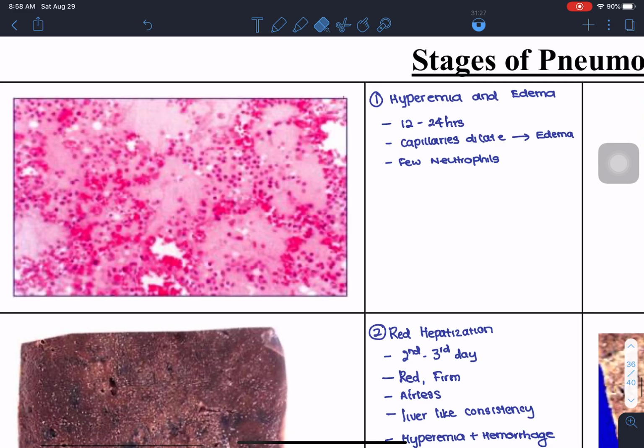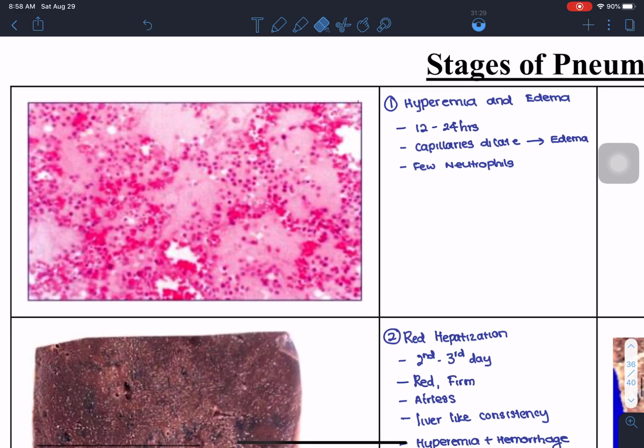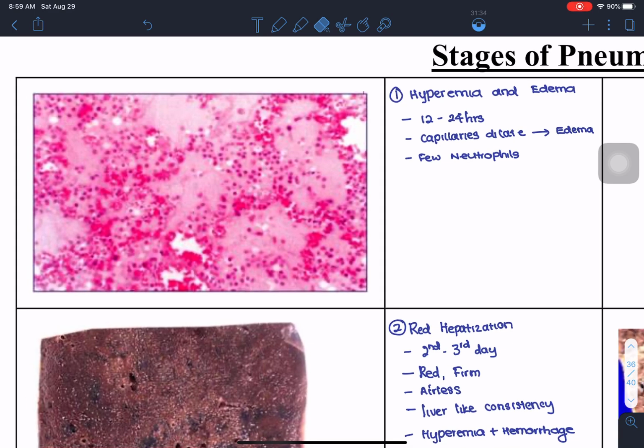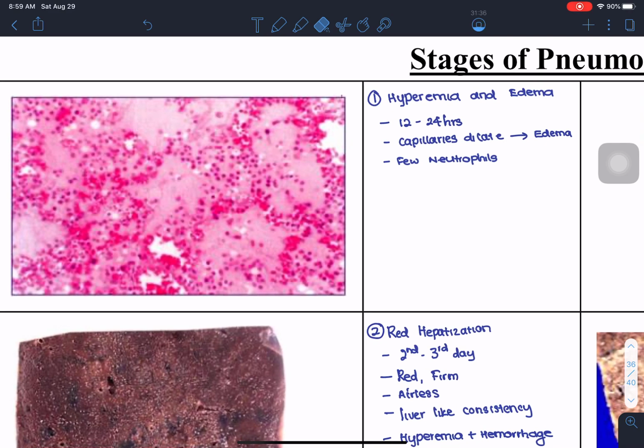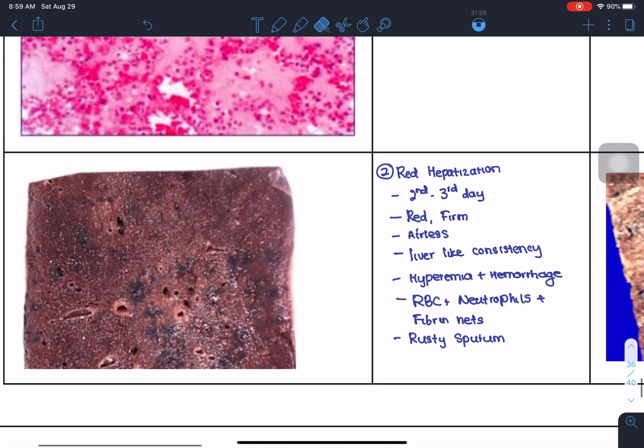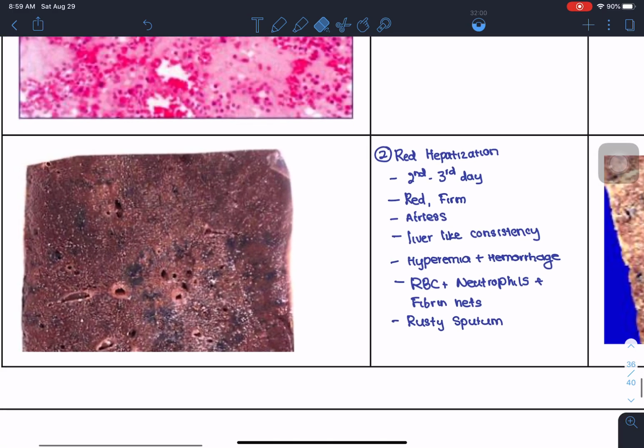As you can see, a large number of blood cells accumulate in the alveolar spaces. Capillaries will dilate and lead to edema. Neutrophils have not come yet. Next, you get red hepatization. This is a red, firm structure like the liver, and there's no air now. There's collapsed alveoli and everything, but there's no air, so that region cannot be involved in ventilation.